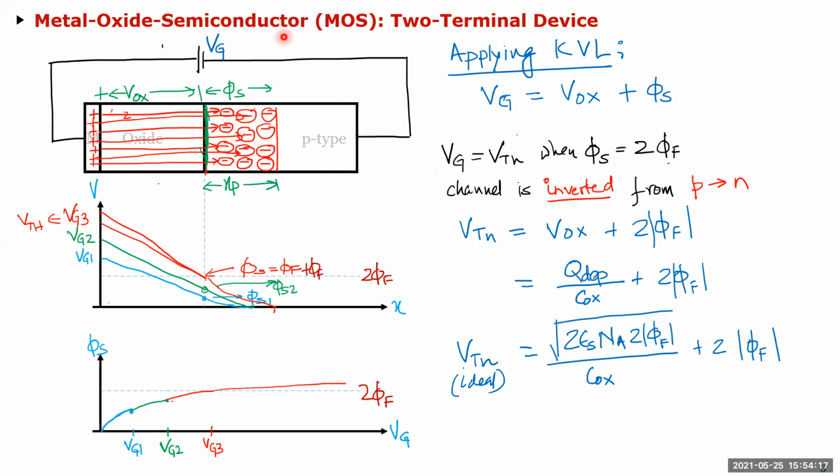Any questions so far? So this is the ideal definition for your threshold voltage. So we have 2 expressions, and there are a few more adjusting expressions which I'll keep adding, and we'll have a complete expression in a couple of minutes. But before I do that, any questions?